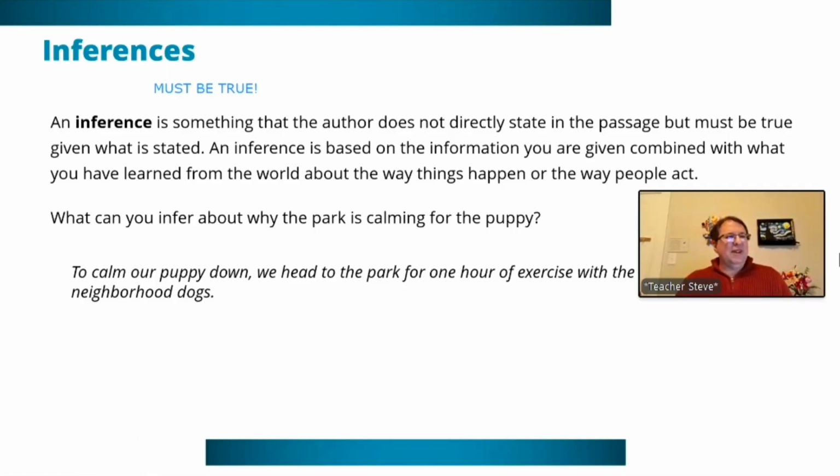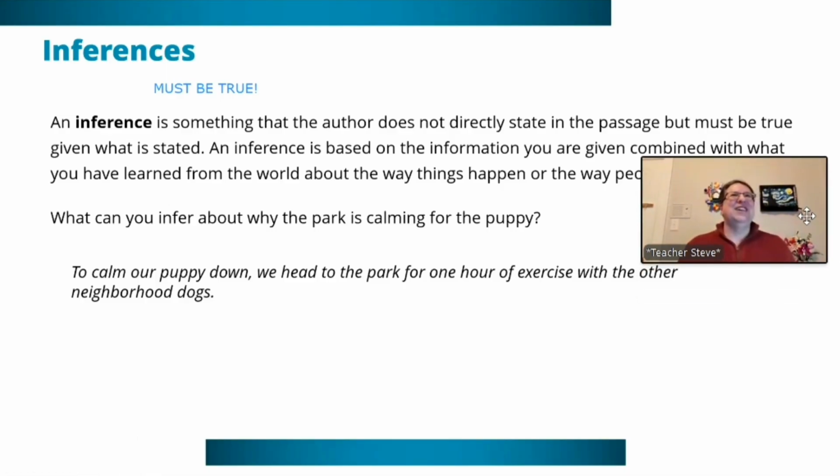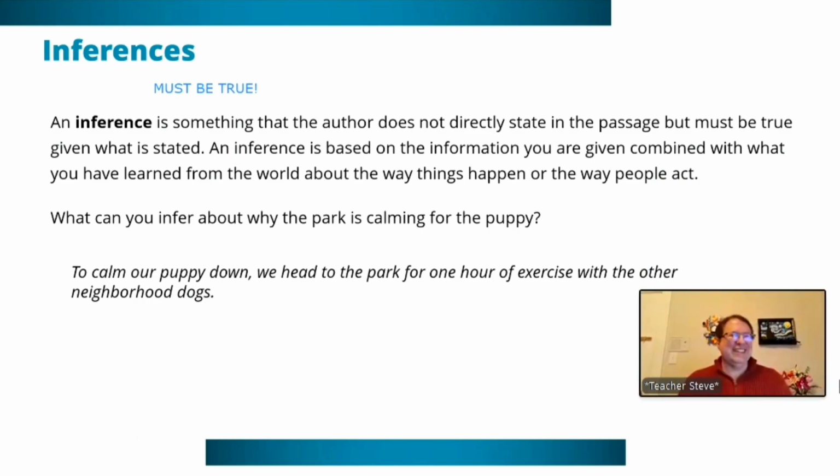So let's think about this. If it's not supported, now it doesn't have to be directly stated, but if it's not supported, thank you, that is the better word. Love the way Boris is putting that. It's not a reasonable guess. So let's look at this one. To calm our puppy down, we head to the park for 1 hour of exercise with other neighborhood dogs.